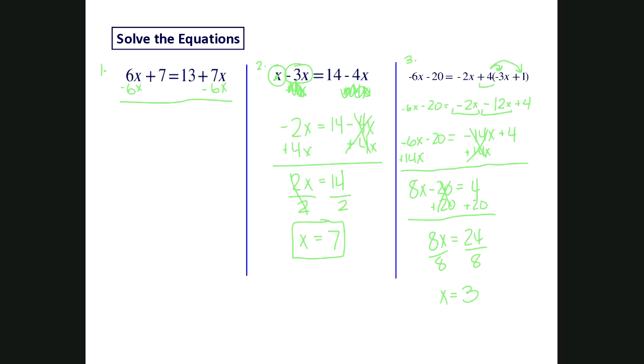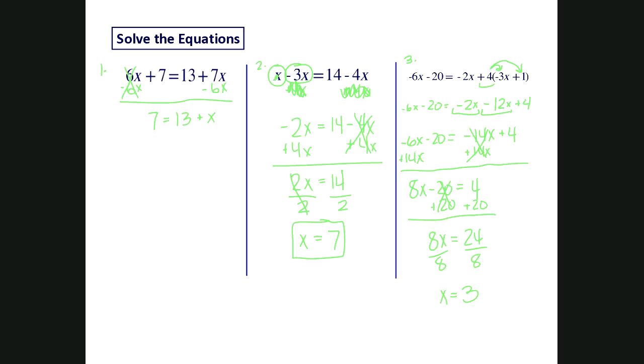Okay, so maybe you subtracted 7x from both sides to move them all over to the left, and that's fine. You'll still get the same answer. I'm just choosing to subtract 6x and move them all into the right side so that my answer looks a little prettier. So 6x minus 6x is 0. And I'm left with 7 equals 13. And then I have 7x minus 6x. 7 minus 6 is 1. So I just have an x over here.